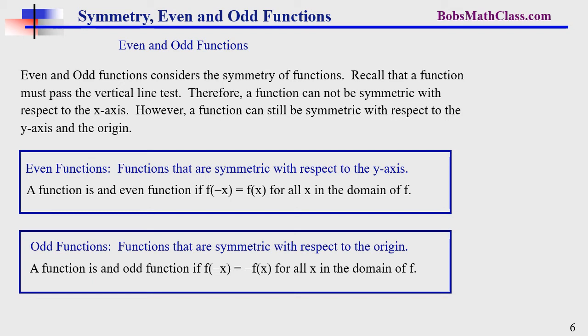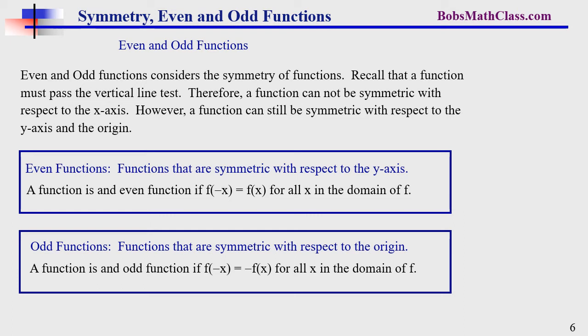So we're going to talk about even and odd functions, and there's only two types of symmetry that we could have. Symmetry to the y-axis and symmetry to the origin. Okay, we cannot have a function that is symmetric to the x-axis. So that's why we only have two tests, so to speak, or two types of these functions. We only have even functions and odd functions.